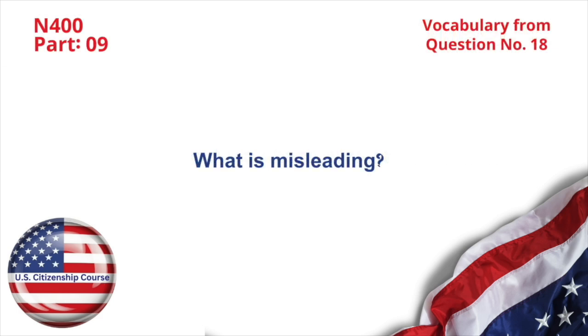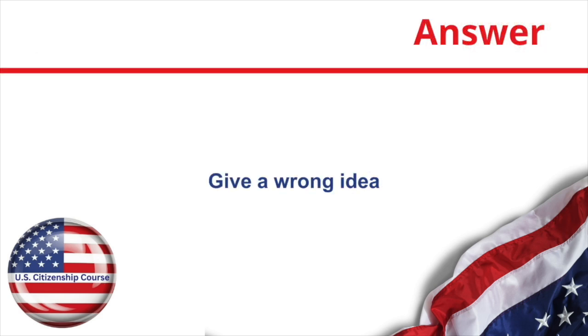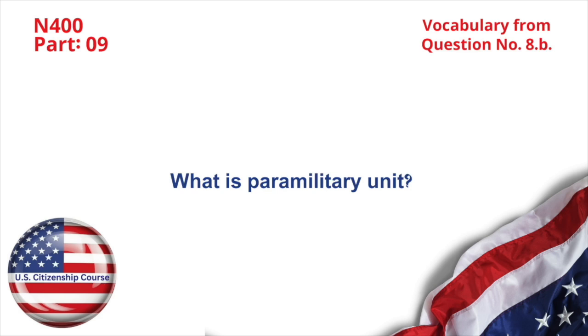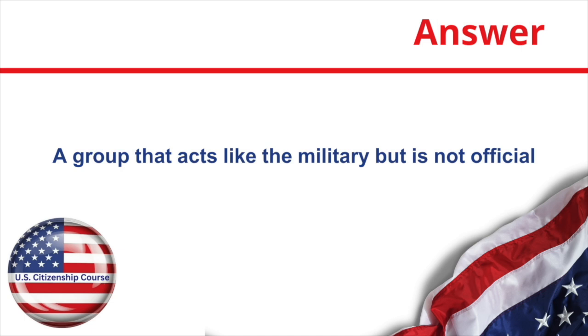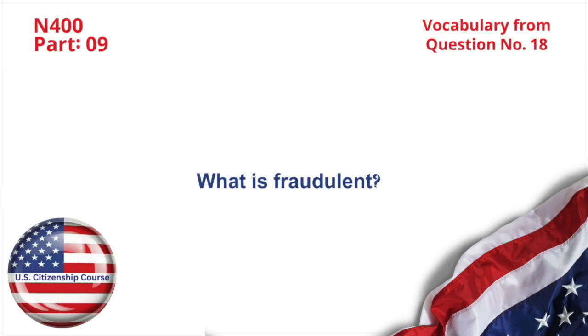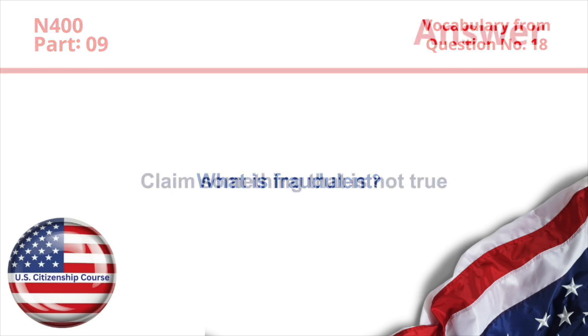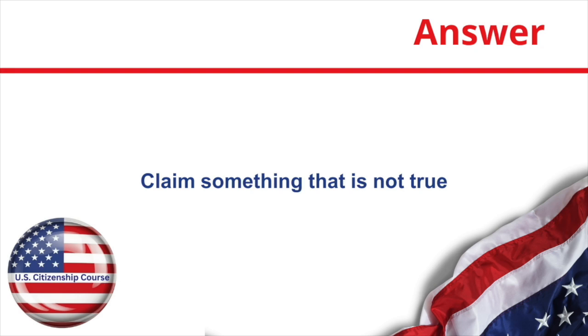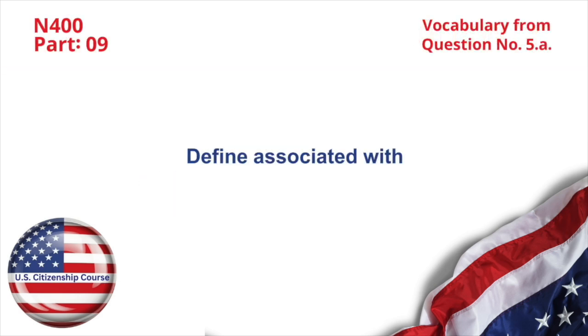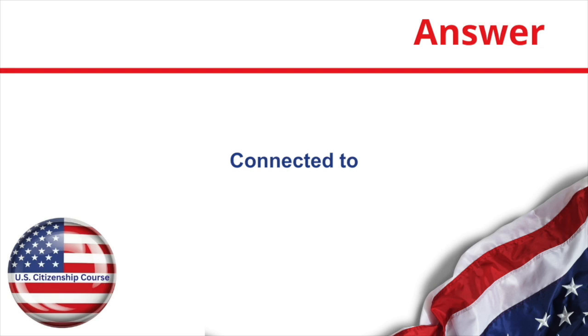What is misleading? Give a wrong idea. What is paramilitary unit? A group that acts like the military, but is not official. What is fraudulent? Claim something that is not true. Define associated with. Connected to.